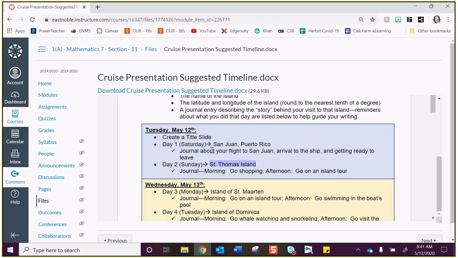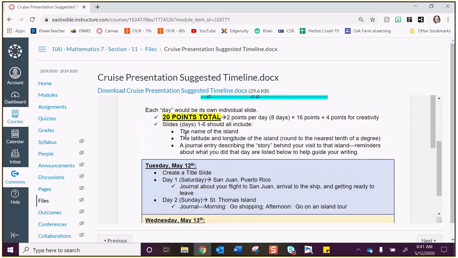So that should be the expectation for each of these slides. Again, you want them to look neat, creative, bright, colorful, fun. You're on a cruise, so this is really cool. So that's what you're doing today. If you get those 3 items done today, create a title slide, then work on your San Juan, Puerto Rico, and your St. Thomas Island slides. You'll be in really good shape and ready to start tomorrow.